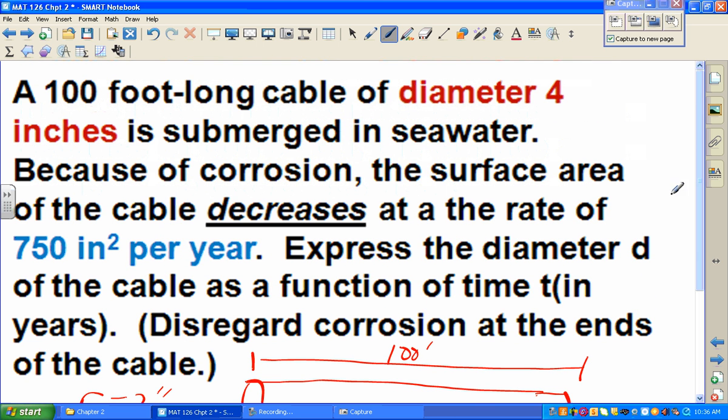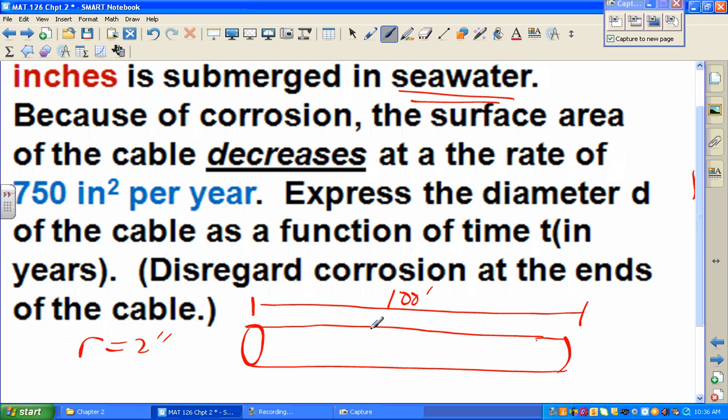And submerged in seawater, which is very corrosive due to the salt, which you learned in physics. The cable decreases. Anytime you have a rate decreasing, you have to negate it in your work. So it's negative 750 square inches per year. The surface area of the cable is decreasing, not the ends of the cable, only the surface area. So it's not getting shorter, it's just getting thinner. You don't have the math to worry about both at the same time right now. Let's just worry about one, then we'll worry about both later. So you negate this because it's decreasing, that's why it's underlined.